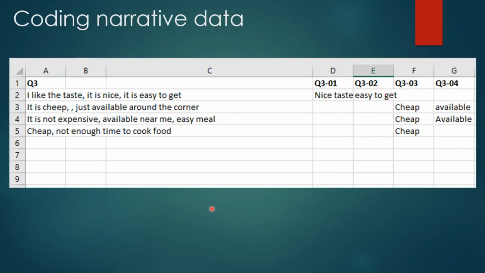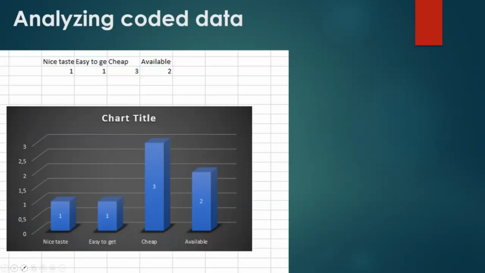Let's see how the coded words can be analyzed. There are different ways it can be analyzed. The first and easiest is the frequency distribution table. With a frequency distribution table, I can see that the majority of people buy street vended food because it is cheap. The next reason is that it is readily available.